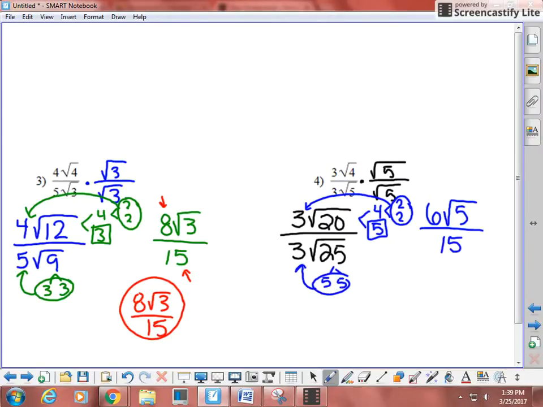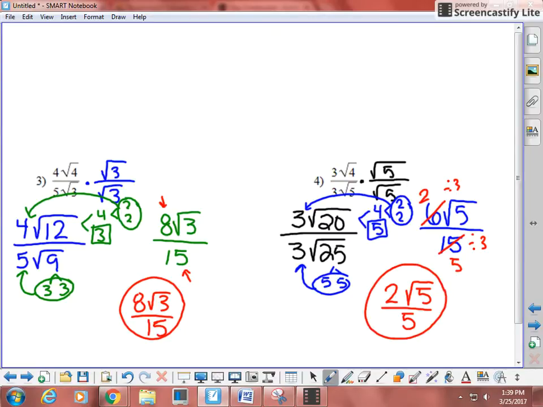Now I have to look and say, is there anything that divides 6 and 15? Well, there is. They're both divisible by 3. When I divide by 3, I get 2 on top and 5 on the bottom. So I get 2 root 5 over 5 as my answer.